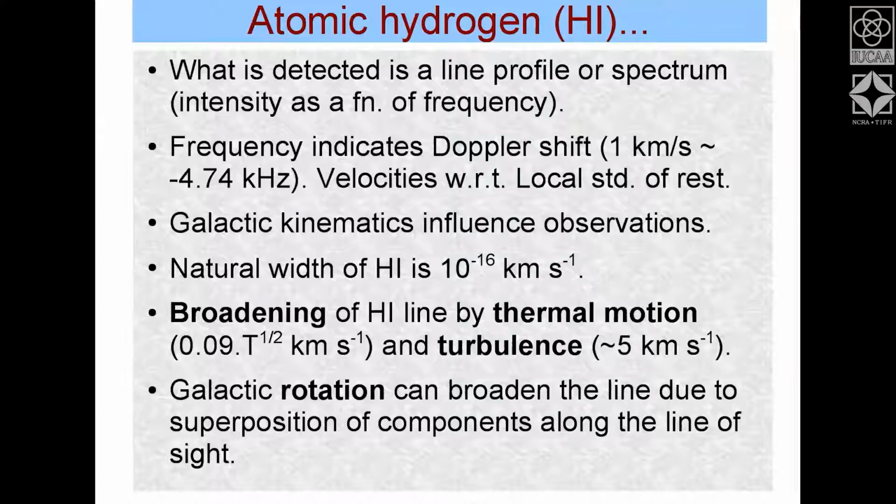Roughly, using the formula c equals nu lambda, where c is the velocity of light, nu is the frequency and lambda is the wavelength, one can show that for hydrogen, given its rest frequency of 1420.406 megahertz, 1 kilometer per second of velocity of the gas will cause a shift of 4.74 kilohertz. That is, if the gas is coming towards you at 1 kilometer per second, the frequency will shift by 4.74 kilohertz. Of course, that is very small, in kilohertz compared to the megahertz.